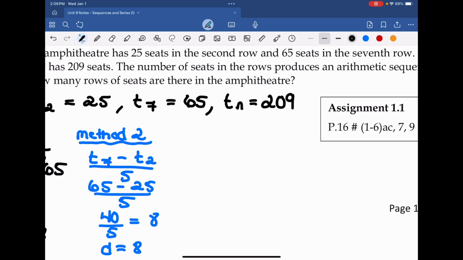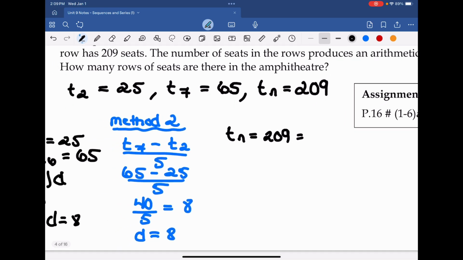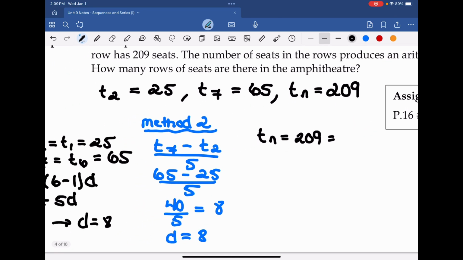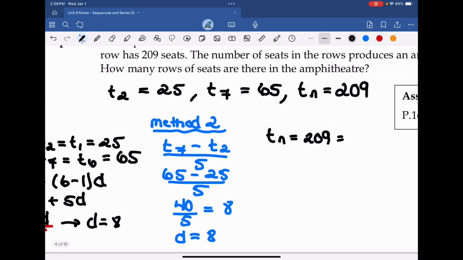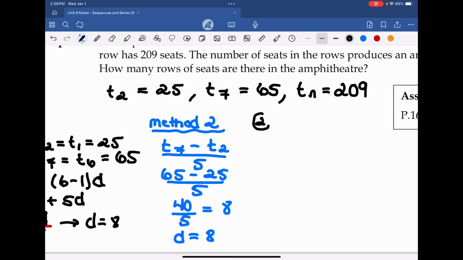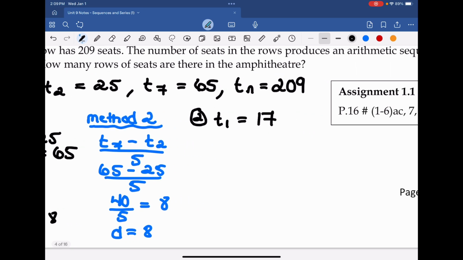That's technically step number 1. Step number 2 is let's just figure out what this n value is. So Tn, which is 209, is equal to the first term in the sequence, which in this situation, we don't know what that T1 is. So maybe we should just take a second before we go into this formula to figure out T1. And I'll organize it in the following way. Let's make this step number 1. This, which we're going to hold off on just for a second, I'm going to make step 2 figuring out T1. Well, if T2 is 25 and each row goes up by 8, that means that T1 is actually 8 less than 25. 8 less than 25, that puts us at 17. So the first row in the amphitheater has 17 seats.